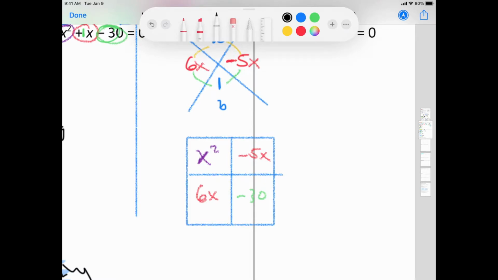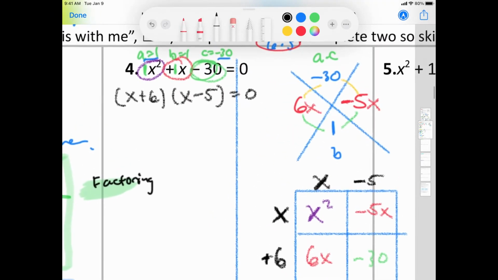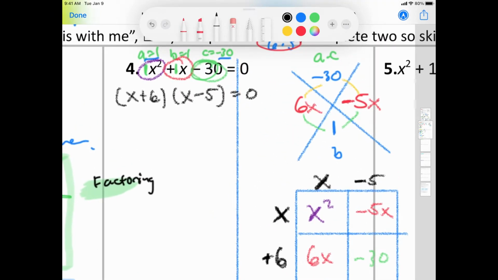Let's take the greatest common factor of the top row. This is an x. This one's going to be a 6. This is going to be a positive 6, right? Column, going up and down, this is going to be an x. And this is going to be a negative 5. Remember, it doesn't matter which order you write these. What does matter is the math operations. So we've just factored x plus 6, x minus 5. I'm going to set each of those equal to 0.